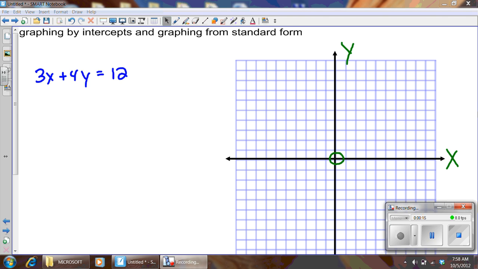Today we're going to graph by intercepts, and we're going to find out some shortcuts for graphing from standard form. Now, you already know how to graph by intercepts because I already told you. I just didn't call it that.